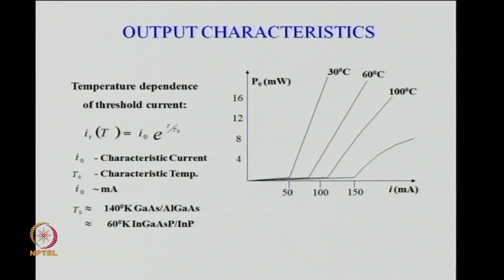Its implication is, if you had biased here, let us say at 75 milliampere in this diagram, it was giving some optical power, let us say 10 milliwatt, at 75 milliampere at 30 degree centigrade. Due to some reason the laser diode started getting heated, and if the temperature reaches 60 degree, what happens? The output is zero, there is nothing, because the threshold itself is 80 milliampere. You had biased it at 75, but the threshold has now become 80. So the threshold is drifting with temperature.